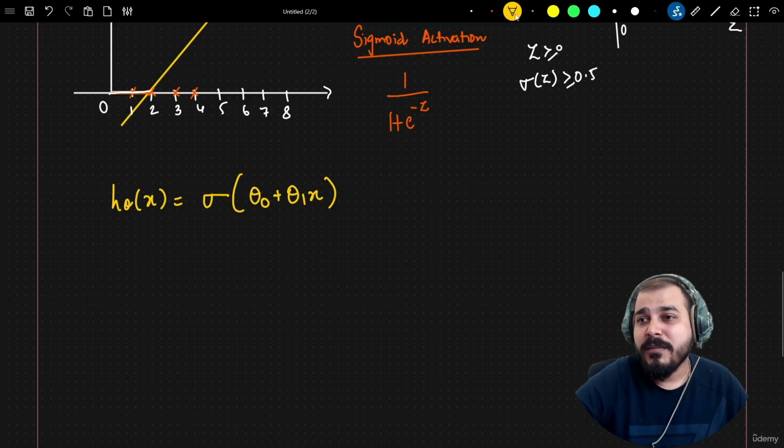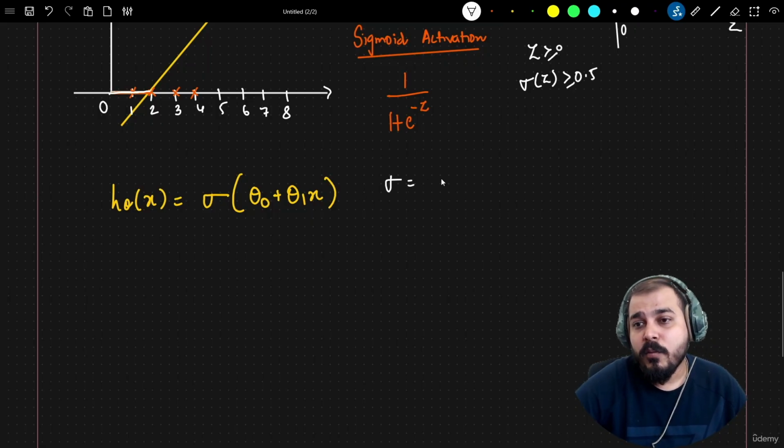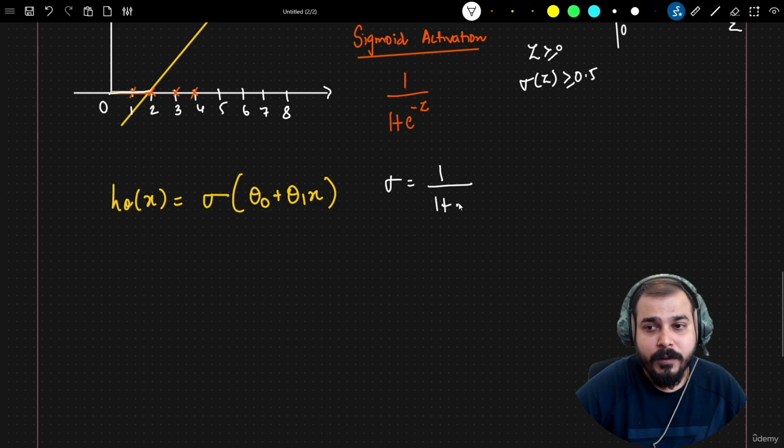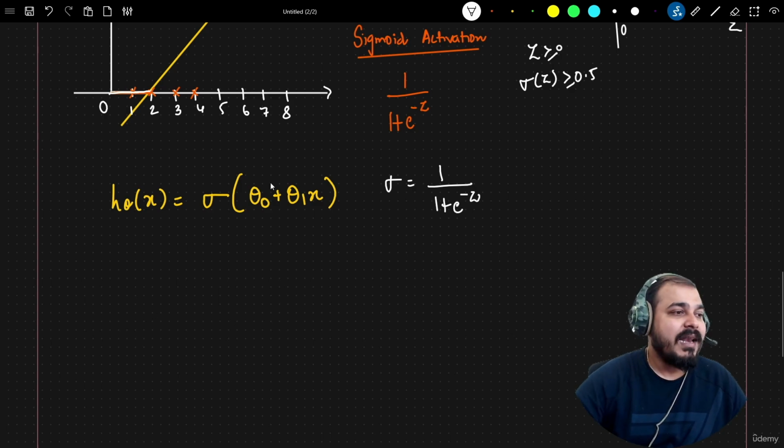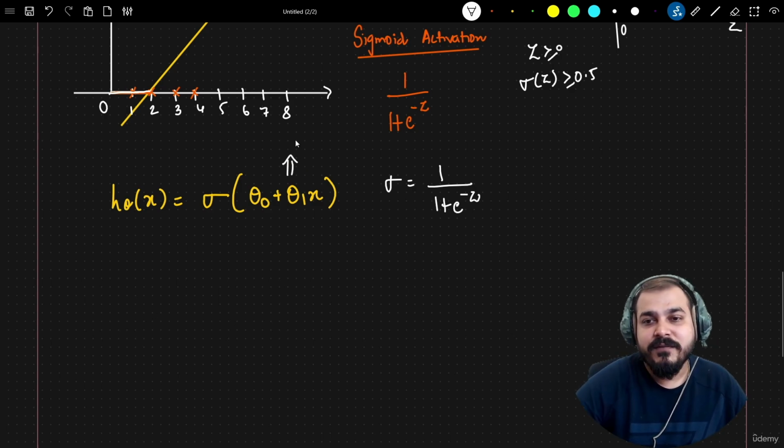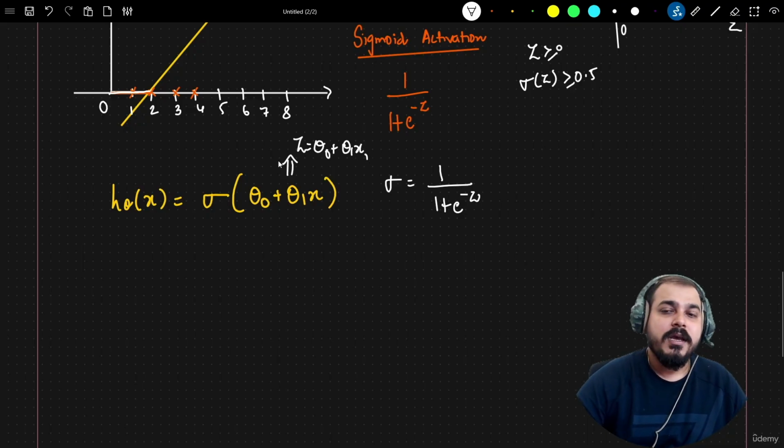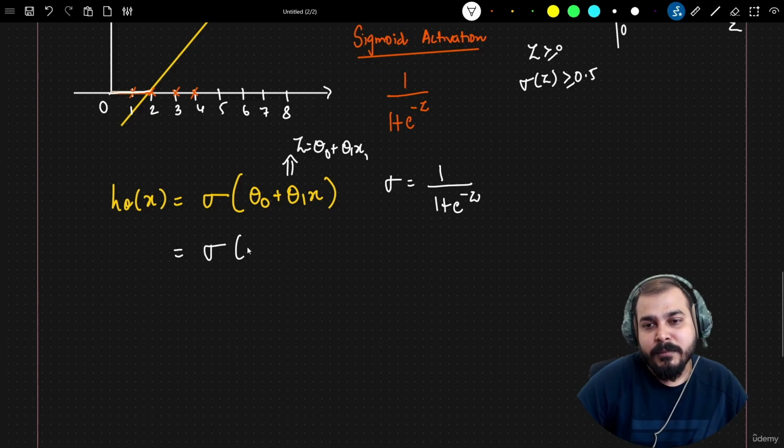And here, this sigma, I am going to denote it by 1 plus e to the power of minus z. Let's consider that this specific value, theta 0 plus theta 1 into x1, is z now. So in short, I can basically write sigma of z.